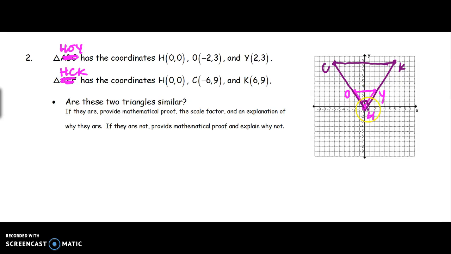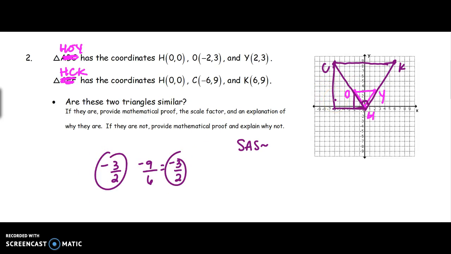Now, we know that we have a reflexive side. And if we can prove that the sides are proportional, then we would have a side angle side similarity, if you remember that. Okay, so what is the slope of O to H? Well, it's down 3 over 2, negative 3 over 2. If this side matches from C to H, then we would have a similar side. They are proportional. So we go down 9 to the right 6. So that's negative 3 over 2. Those match, those sides are proportional.